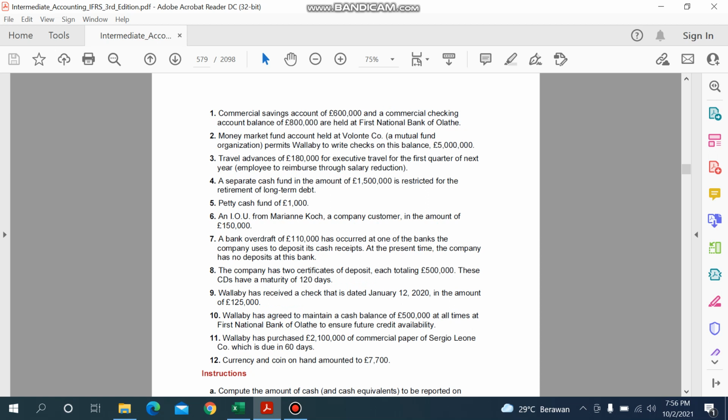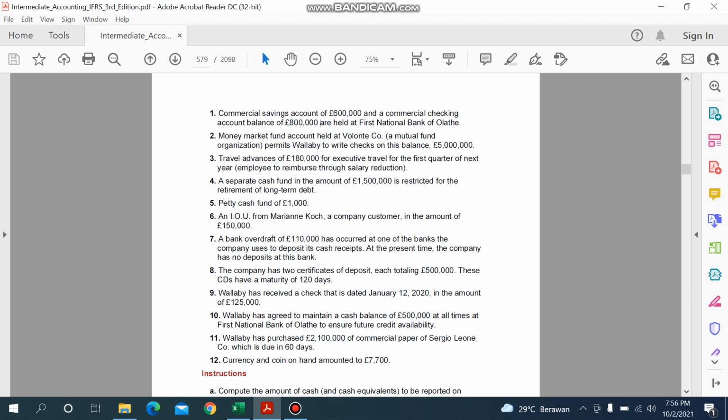Commercial savings account of 600,000 and commercial checking account balance of 800,000 are held at First National Bank of Olive. So obviously, a savings account and a checking account will be reported under cash. So 600,000 and 800,000 will be reported under cash.